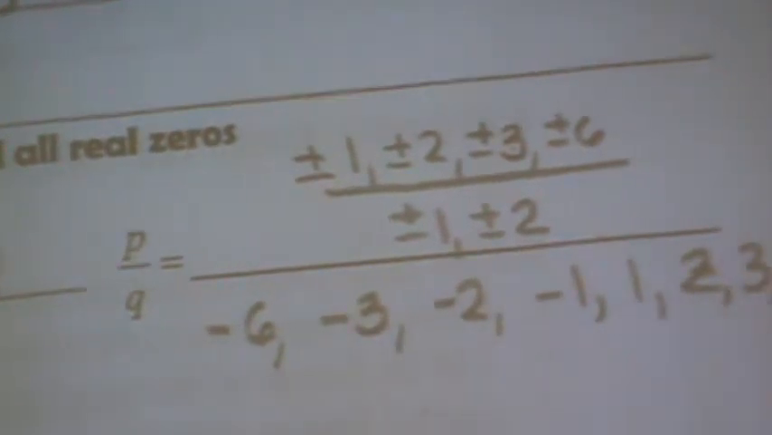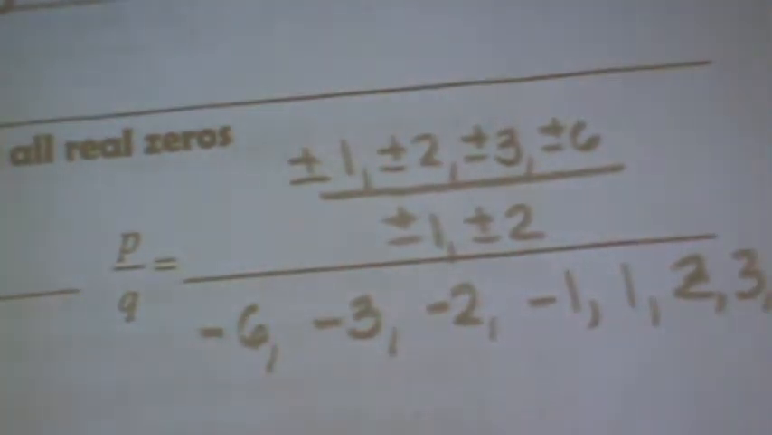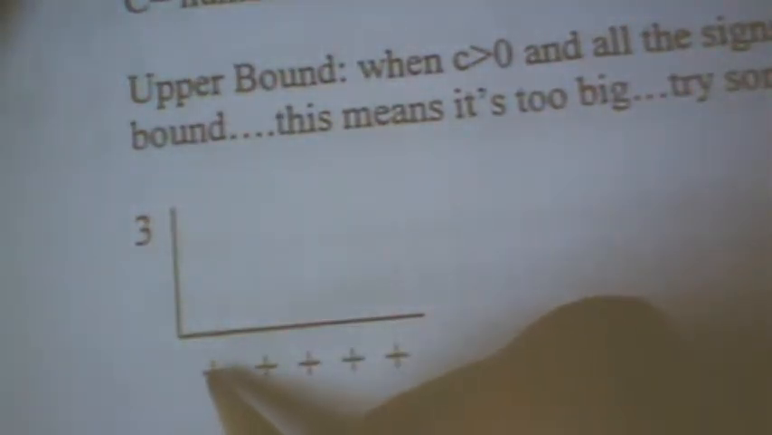Okay? So, when this list gets really extensive, I have a trick, and Nick, I think, was alluding to this little trick that I was going to show you. These are called the C-values. If you flip to the next page, it's explained to you here. If the number you pick is a positive number, and when you're doing synthetic division you get all positive numbers down at the bottom, that number is called an upper bound.